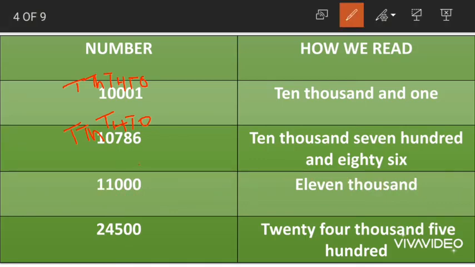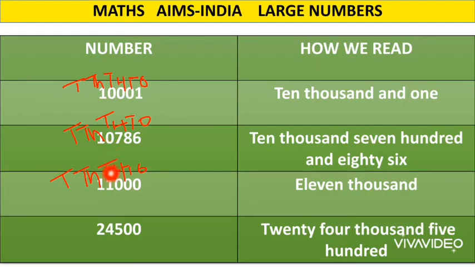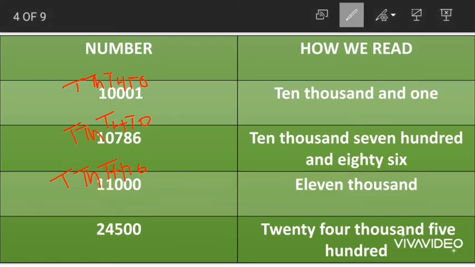The next number is 11000. Again, let us write the place values. Ones, tens, hundreds, thousands and 10,000s. See here, this one is at thousands place. So what will its place value be? The place value will be 1000. Yes or no children? Let me write here. The place value will be 1000.